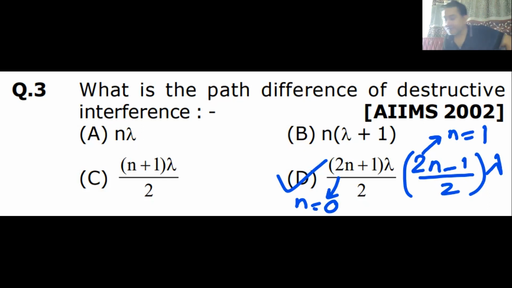Do we understand this? The formula that I gave you, 2n minus 1, to get the value of first dark fringe, you have to put the value of n as 1. The formula that they have given, to find out the position of first dark fringe, you have to put the value of n as 0. That is the difference between the two things. I'll leave it to you to decide which formula you want to use.